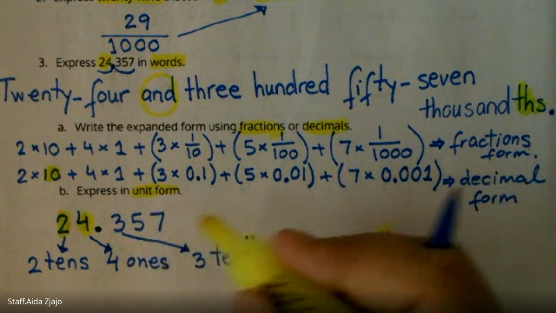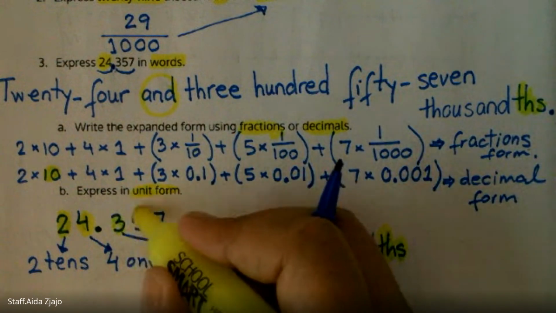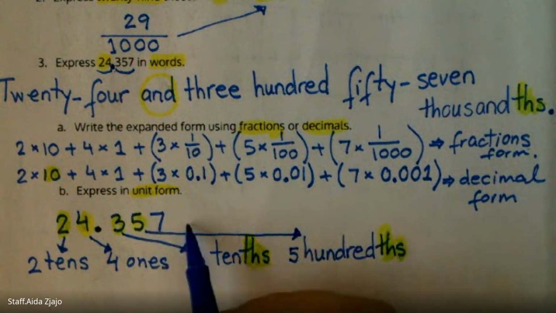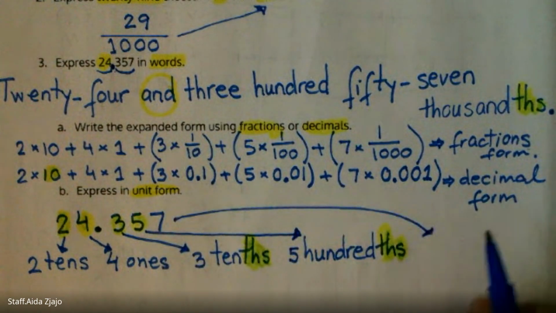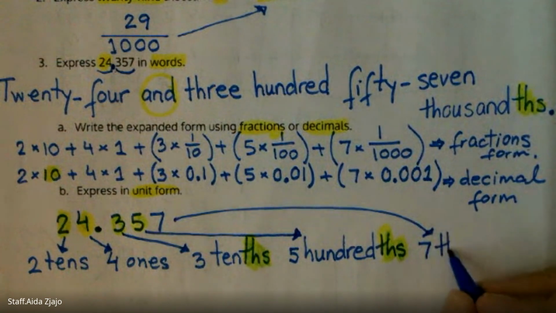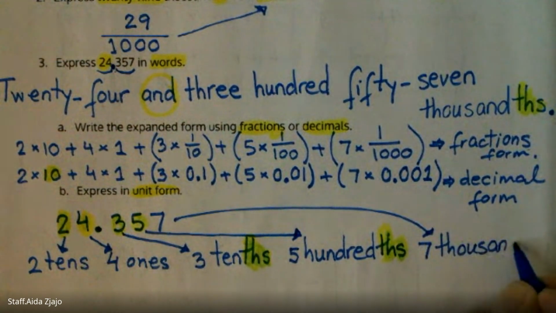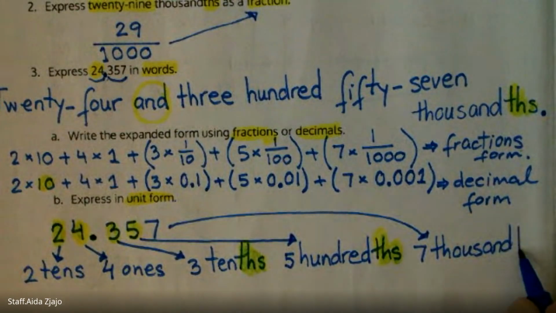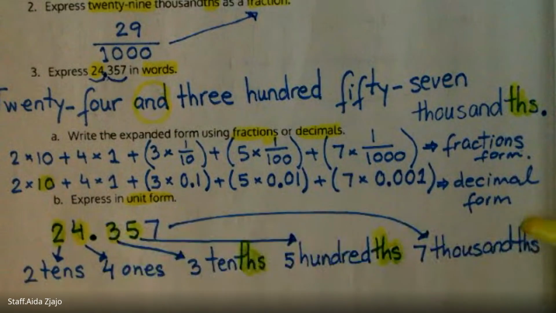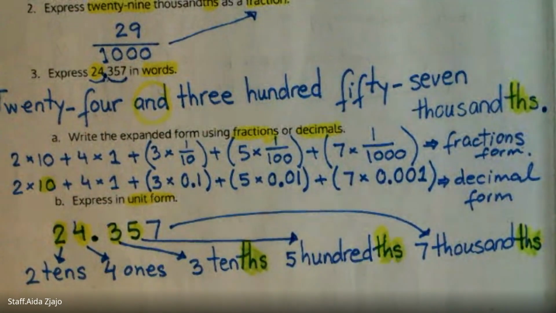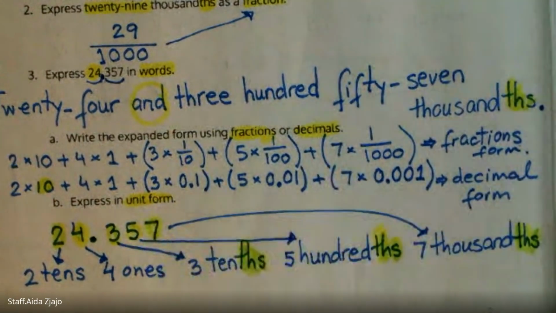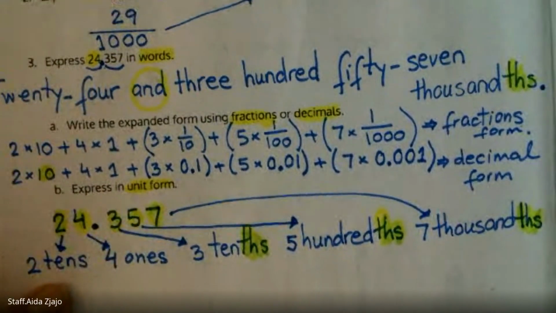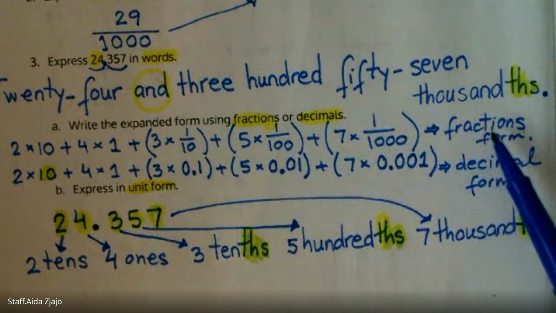So that was 3 tenths. This is 5 hundredths. And then I will have this 7 thousandths. With T-H-S, it's not thousand, it's thousandths. This is 7 little thousandths out of 1,000 pieces that make the whole. So this is called unit form, and decimal form, fraction form, word form.